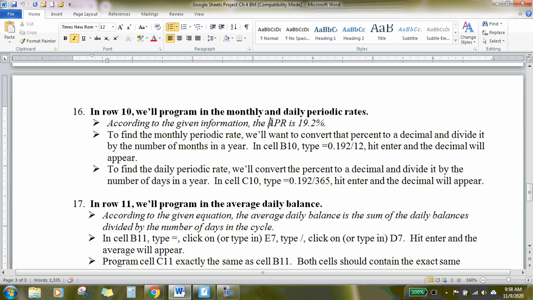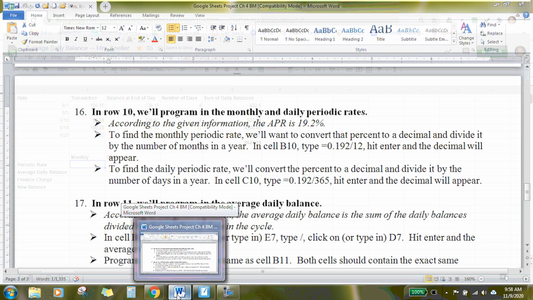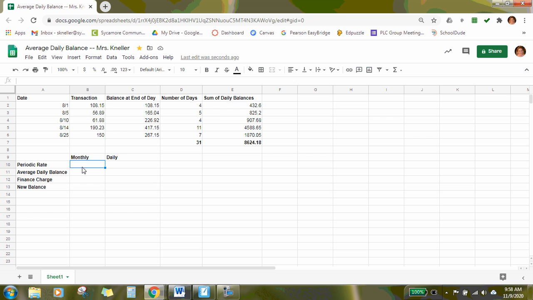Okay, remember the A in APR stands for annual. So this is the rate for the whole year. We just want it for 1 month. So we're going to take that decimal of the percent and we're going to divide it by 12. So this is going to go into B10 for our periodic rate. Okay, so I'm going to go to B10 and I'm going to type equals, and then we're just going to type in 0.192 divided by 12. And Google will make the decimal for us. Okay.